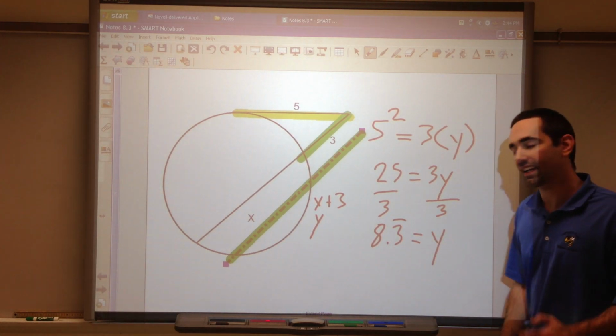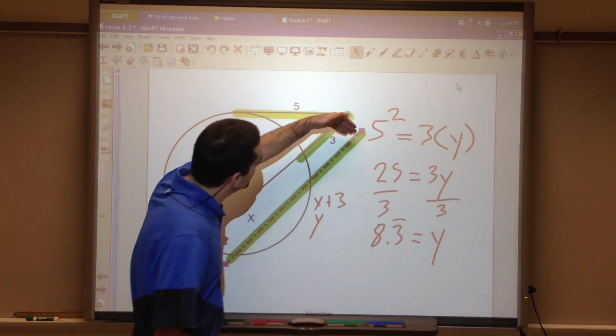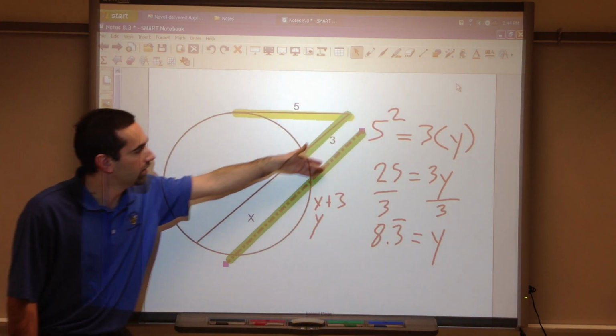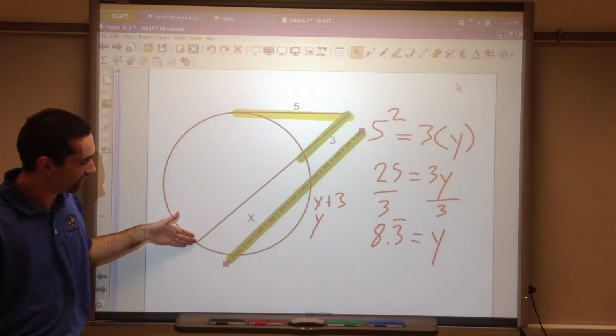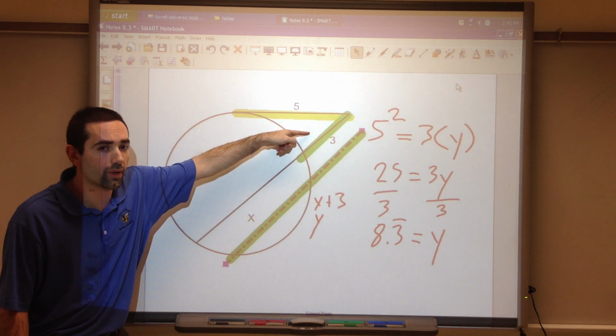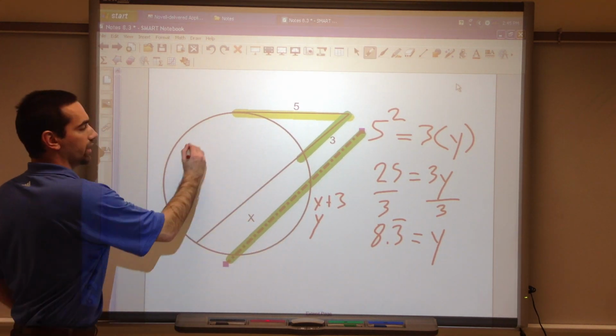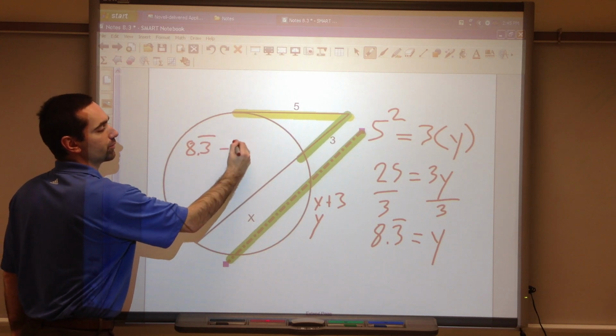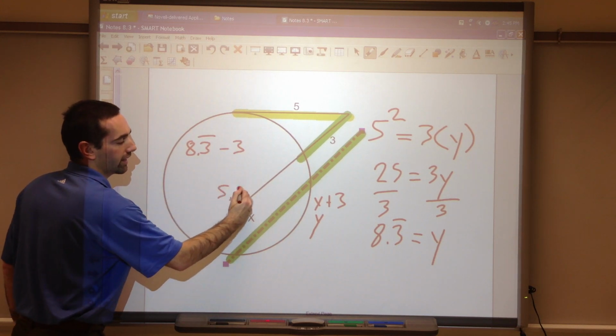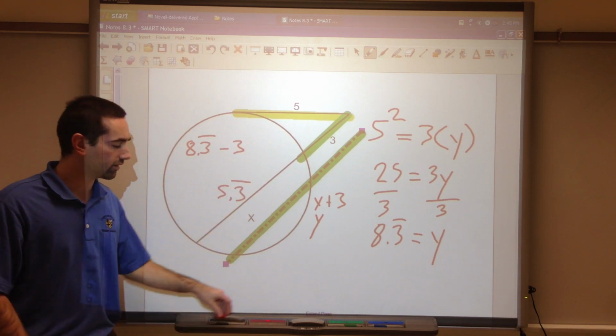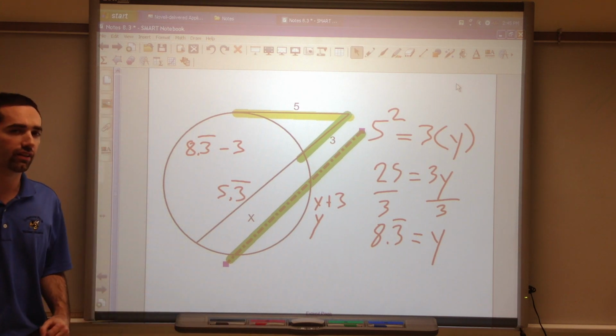But that's y. Y is the full length. I want to know what x is. So I subtract 3. 8.3 repeating, subtract 3, x is 5.3 repeating. And that's the end of our notes.